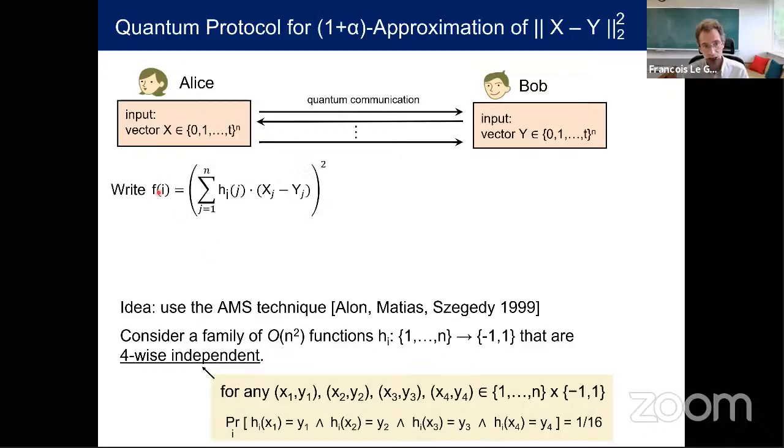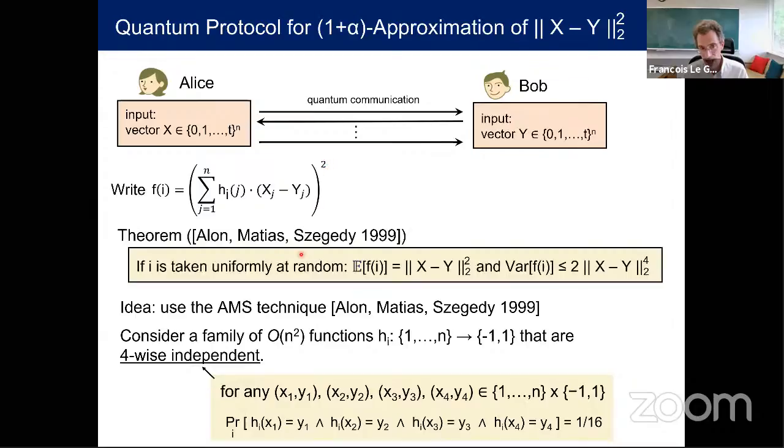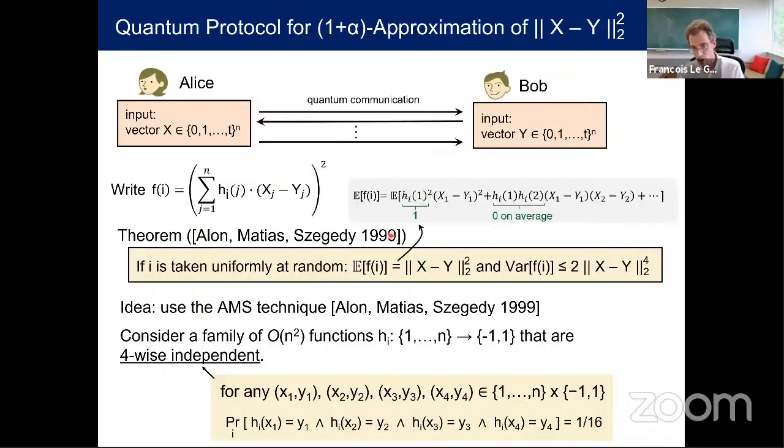Then consider f_i equals this thing: the sum over j of h_ij times (x_j minus y_j), and you take the square. My claim is that when i is taken uniformly at random, the expectation of this value is exactly what we want to compute, the square of the norm of x minus y. And the variance is essentially the square of this quantity. The proof is only calculation, but I can do it very easily.